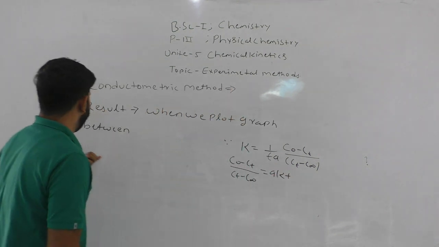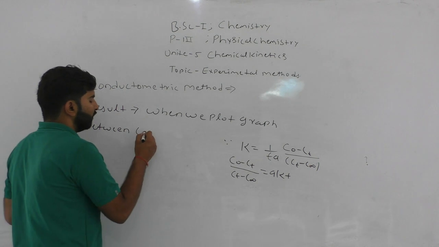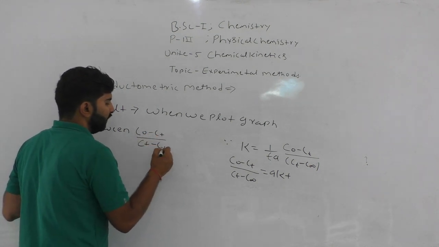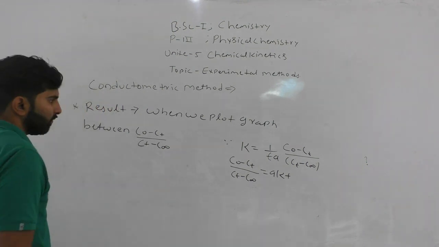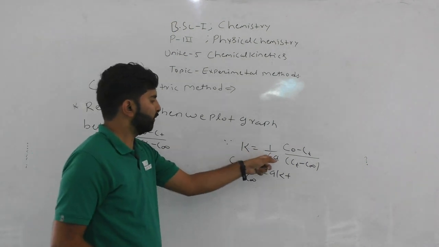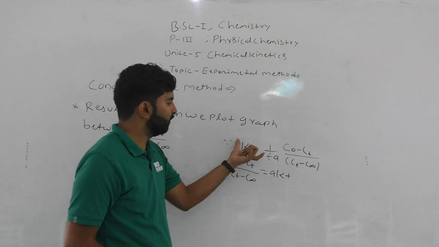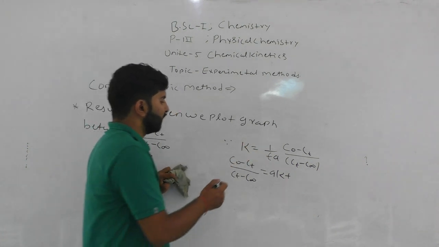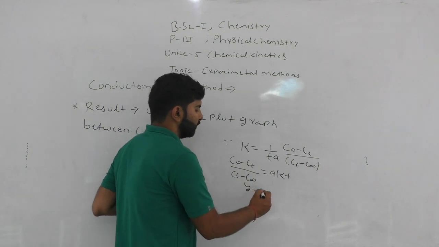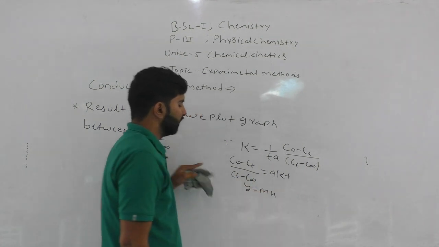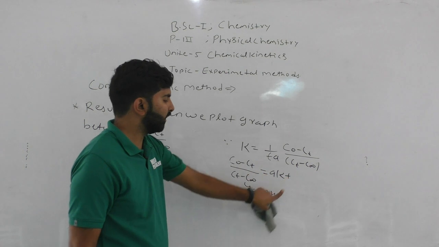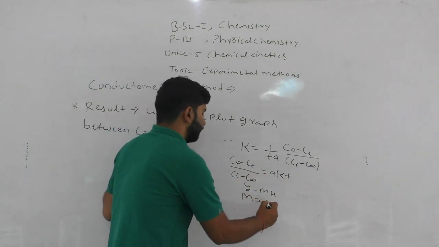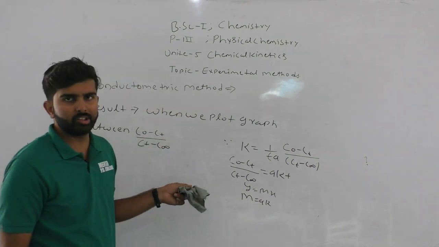AKT. So, between C naught minus Ct and Ct minus C infinite, this came out from the moving of T from here to right to left hand side. This equation is y equals to mx type, this is the y, and this T is the x, and the slope is m equals to ak, which is an equation of straight line.